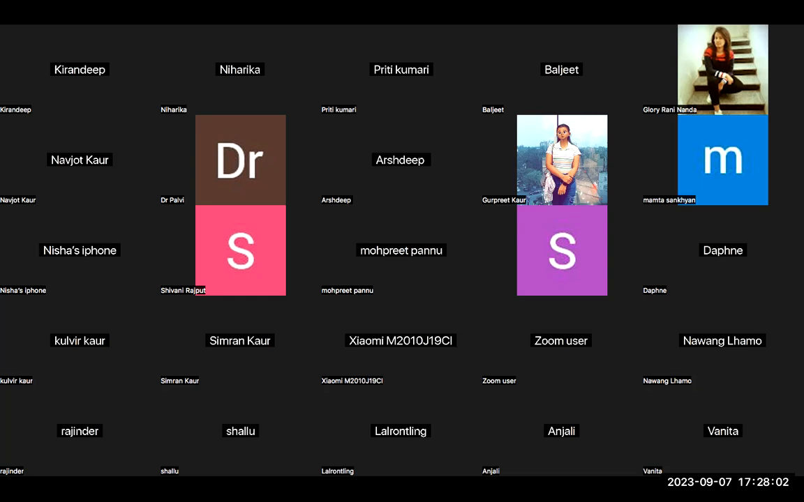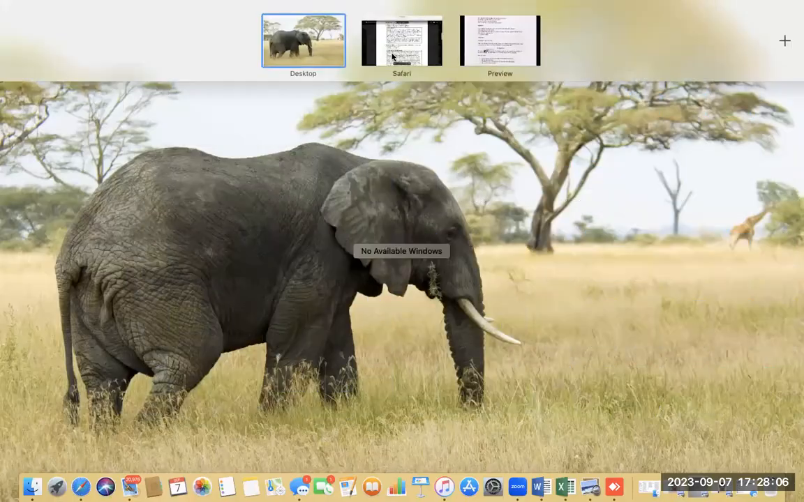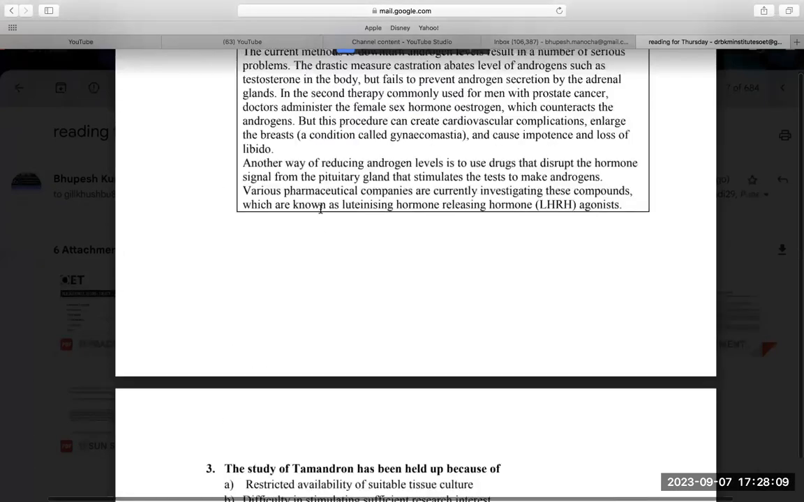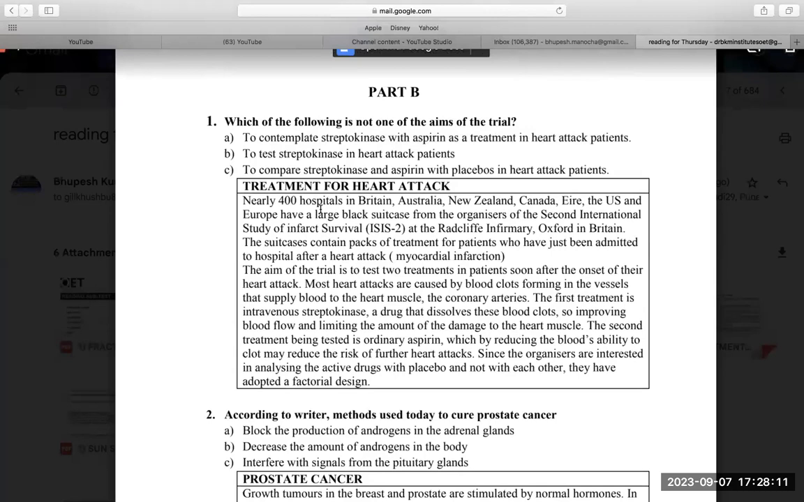Today we are doing reading part B and C, and I'm just going to go through this reading part and we'll see whether these questions are nice and how to execute it in the exam.